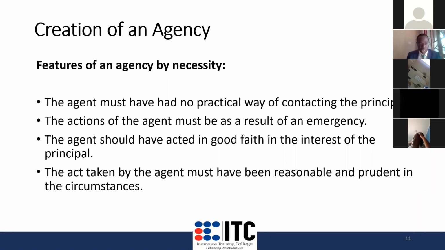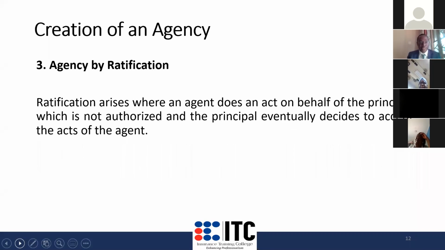Last, you must also act in a reasonable manner and in a prudent way in all that circumstance. Everything you're supposed to do should be right and according to your profession, not to do something that is out of line.